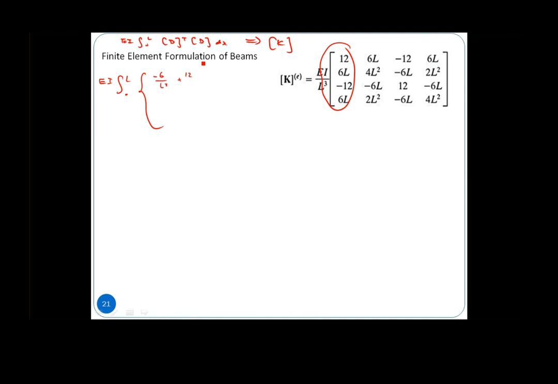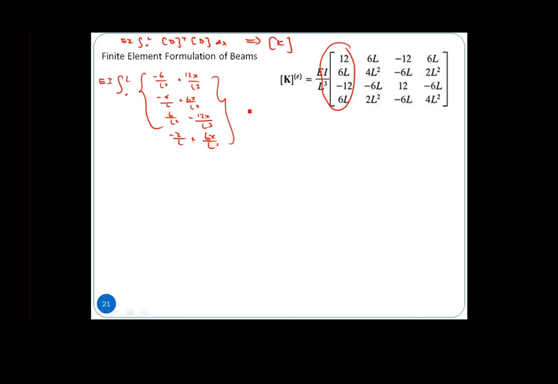Let me find, plus 12x over L cubed. Then we have negative 4 over L plus 6x over L squared. We have 6 over L squared minus 12x over L cubed. Then we have negative 2 over L plus 6x over L squared.